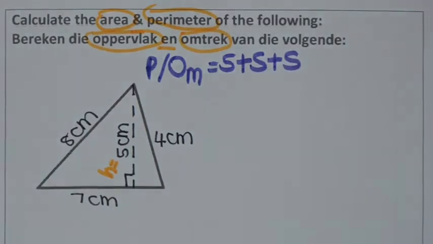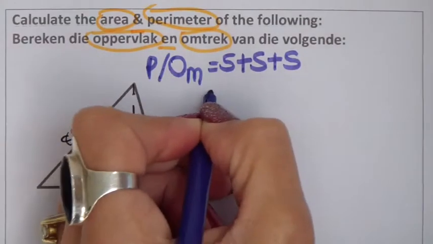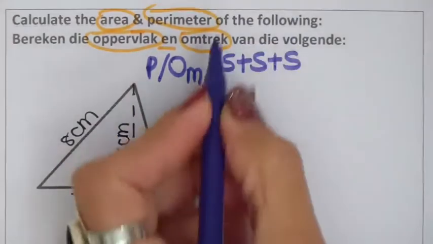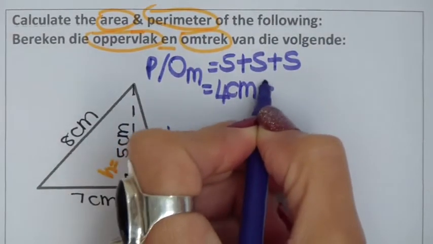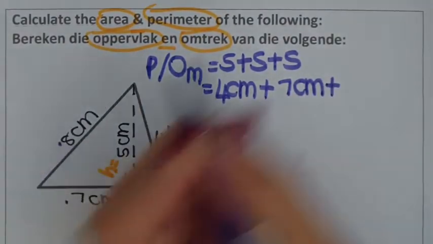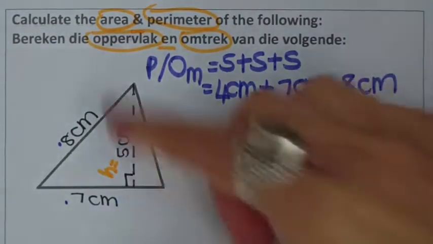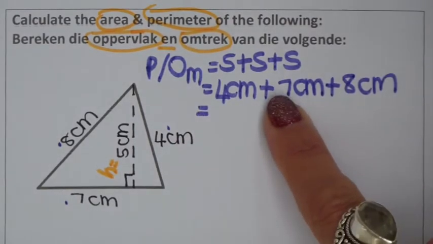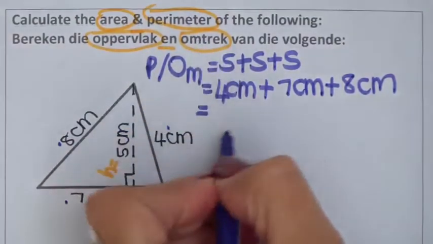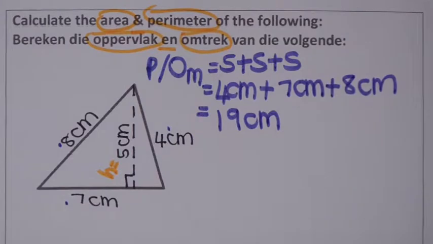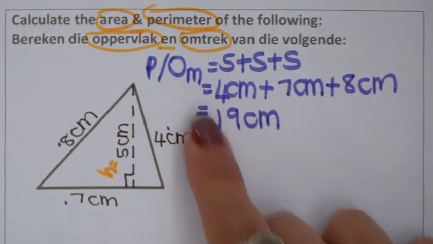Side plus side plus side. And we know each of the sides are different. Okay. So the perimeter, let's start there, 4 centimeters. I'm just going to put a dot to show, yes, I've added that one. 4 centimeter plus, yes, 7 centimeter. Ek het hom geplus. Plus die 8 centimeter. Yes, I've got all three, beautiful. Now 4 plus 7, this 11 plus 8 is 19. And that is 19 centimeter. And therefore, the perimeter is 19 centimeters.